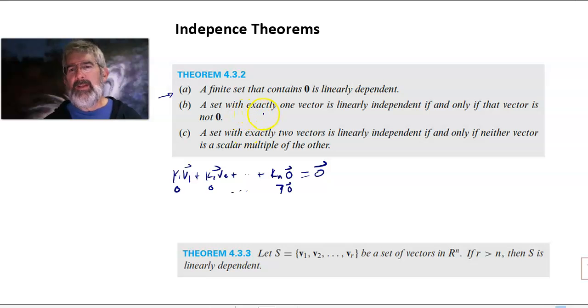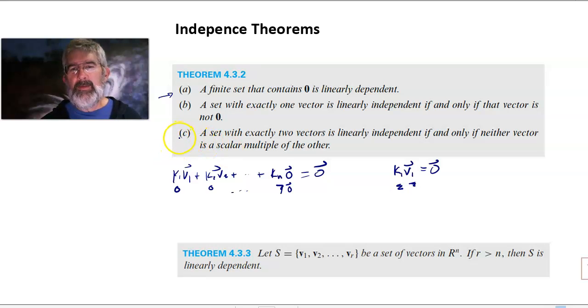Okay. If your set has exactly one vector, then it's linearly independent if and only if that vector is not the zero vector. Right? Because if you look at just one vector and you look at k1 v1 equals the zero vector, how could that be? Well, it would either have to be that v is the zero vector or that k1 is 0. Well, if you don't have the zero vector, then the only way to do this is your coefficient has to be 0, and so that vector by itself is independent. One vector all by itself is independent, unless it's the zero vector, in which case it's dependent.